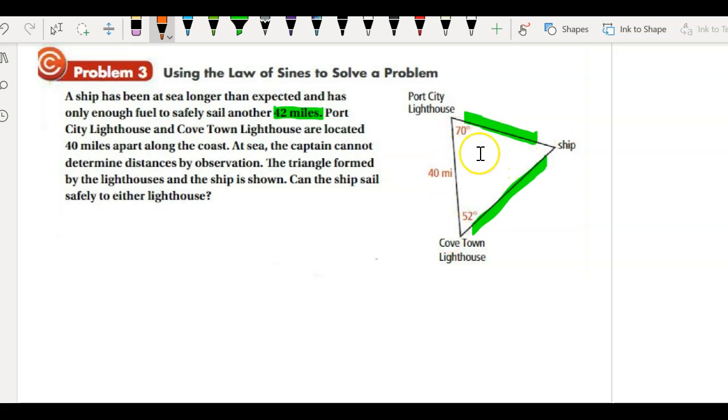The sum of the interior angles of a triangle is 180. So I'm going to take 180 and subtract 70 and 52. And that, my friends, gives me 58 degrees. So we have the sine of 58 degrees over 40 is equal to, well, which one of these ports do you want to find? How about we do Port City?